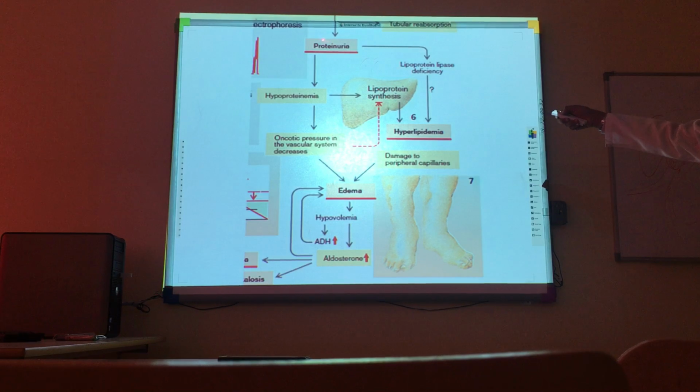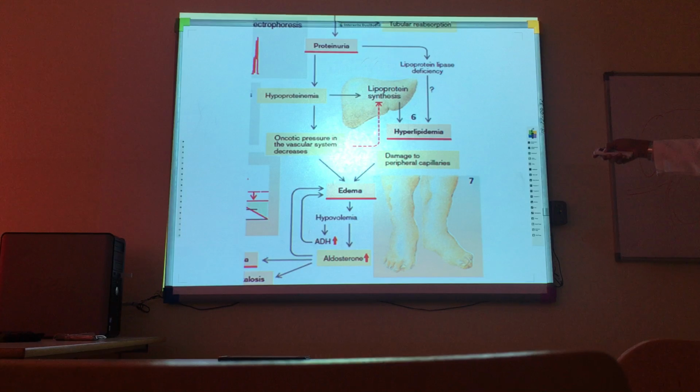So this is proteinuria. There is hypoproteinemia, and whenever there is proteinuria, lipoprotein lipase deficiency will happen. It is something controversial. Hypoproteinemia will cause more protein to form with the lipoprotein synthesis, because they are not made alone, rather they come in combination. So there is excessive lipoprotein synthesis which will cause hyperlipidemia.